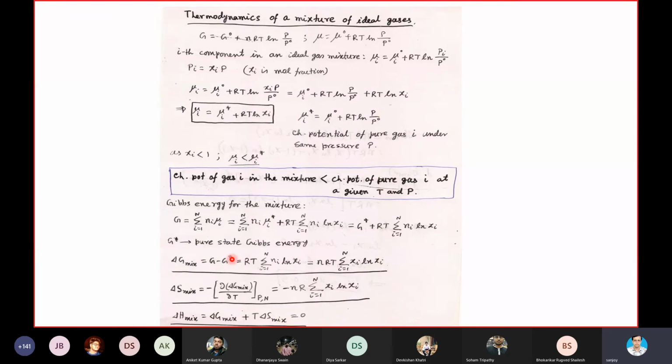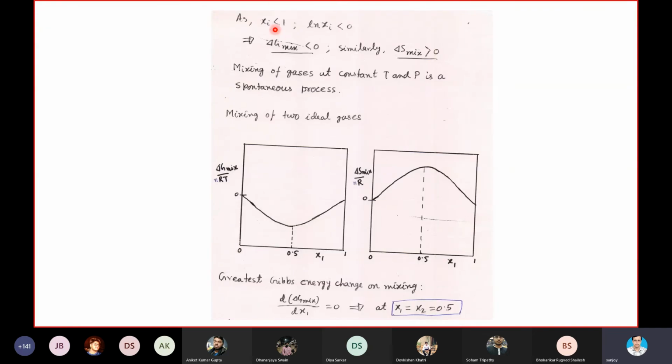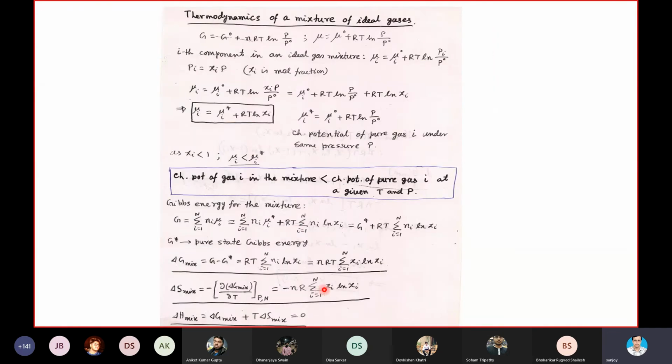But still, you see, now from here, I think I've written it in the next page. See, xi is less than 1, we know, mole fraction. So therefore, ln xi will be negative. So therefore, delta G mixing is negative. So delta G is less than 0 for the mixing of ideal gas. So therefore, a mixing of gas is always spontaneous.